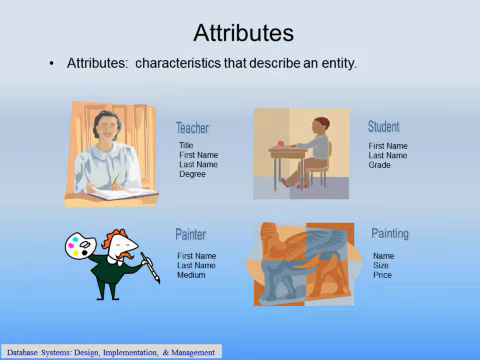An entity is described by its attributes. For example, a teacher might be described through attributes such as a title, a first name, a last name, and a degree. A painter might be described through a first name, a last name, and a primary painting medium such as acrylic or oil.